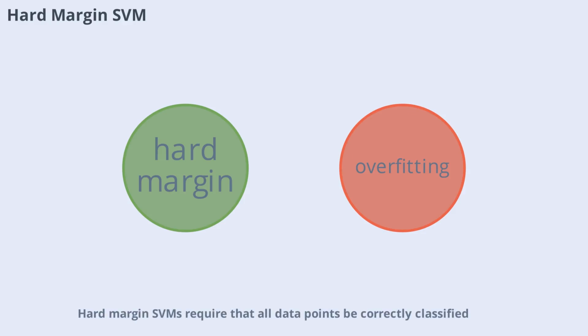Hard margin SVMs require that all data points be correctly classified, with no errors allowed. This approach works well for perfectly separable data but can lead to overfitting and poor performance with noisy or overlapping classes.